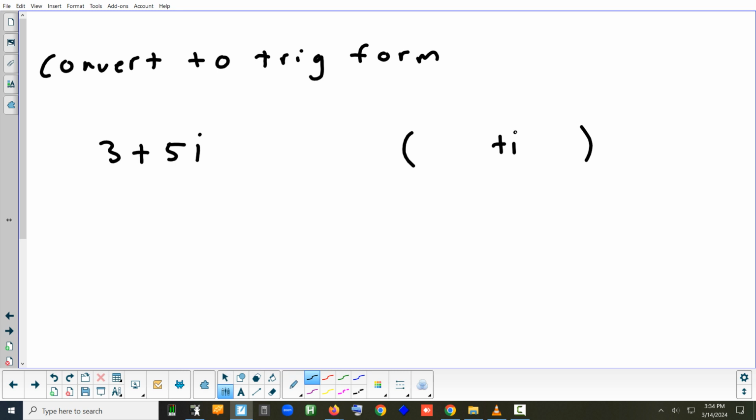But what are the two things that you need to write something in trig form? You need to know two things. Inside the parentheses is cosine and sine, right? So we need cosine first, then I sine. So the first thing you have to figure out is your angle. That's going to go inside. And there's one more thing you need to know about your point.